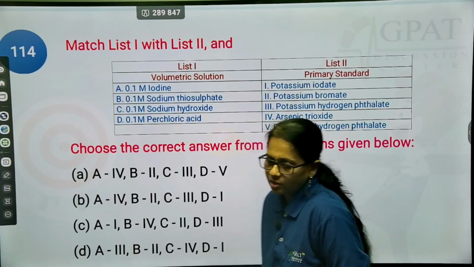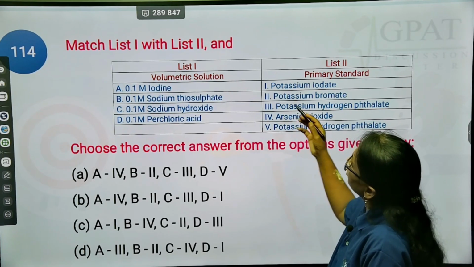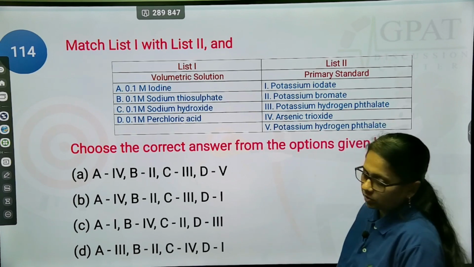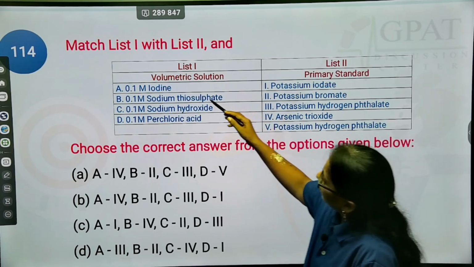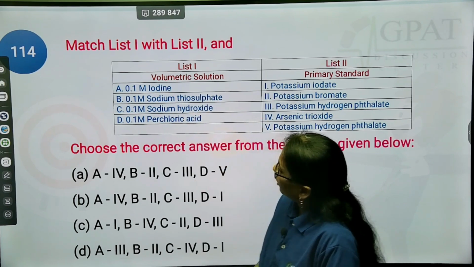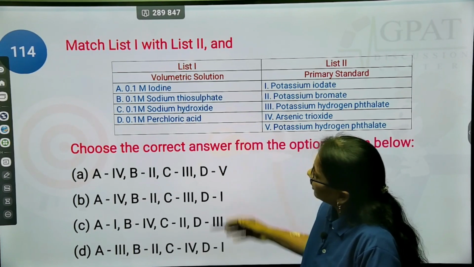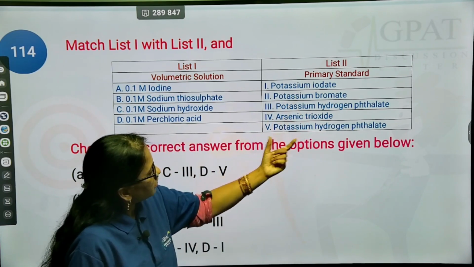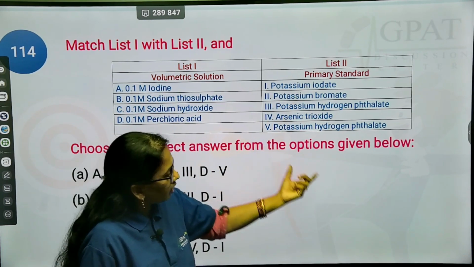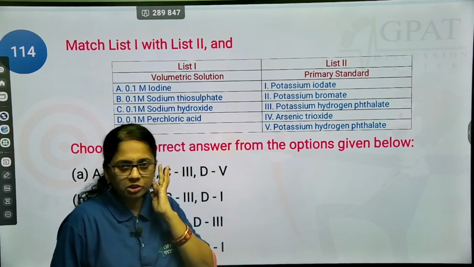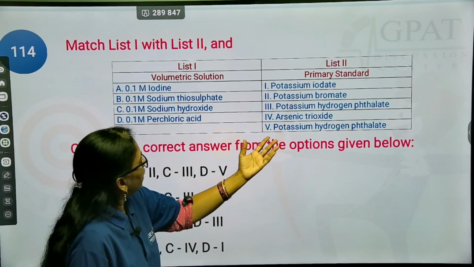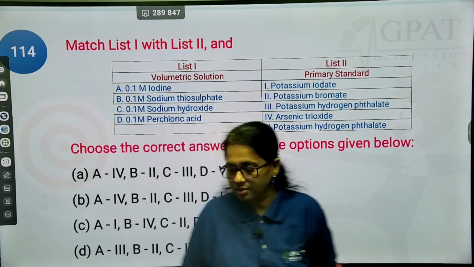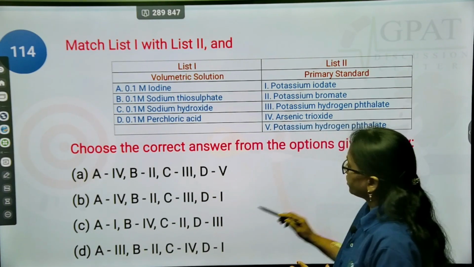Okay. Match list 1 with list 2. In list 1 they have given volumetric solutions, and in list 2 they have given the primary standard materials. The volumetric solutions are 0.1 molar iodine, sodium thiosulfate, sodium hydroxide and perchloric acid. The primary standard materials are potassium iodide, potassium bromide, potassium hydrogen phthalate, arsenic trioxide, and again potassium hydrogen phthalate. That means they have given 5 options here, but list 1 has only 4. The question asks us to choose the correct answer from the options given below.